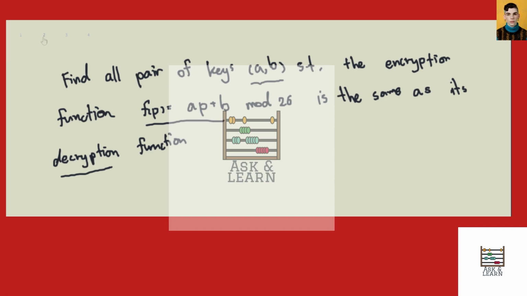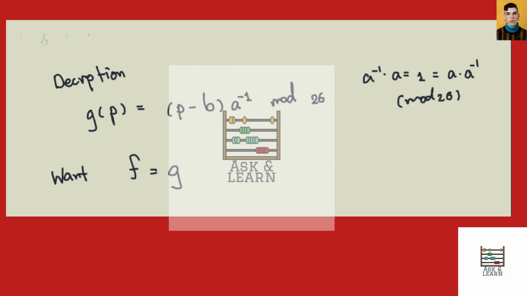So let's do this. First, we figure out the decryption function to decode this. The result from the first one is this, right? So we minus b to get rid of b, and then we multiply it by a inverse to get rid of a. So it's going to go back to p. That's how we arrive at this decryption function.